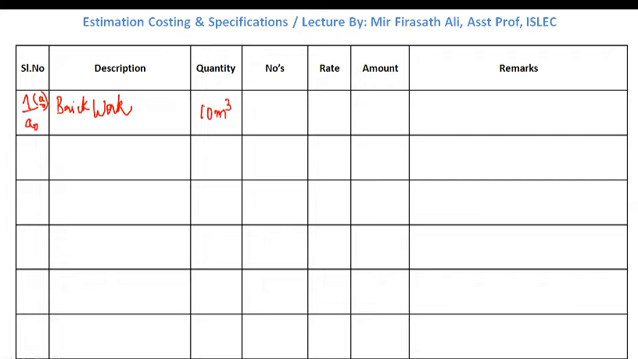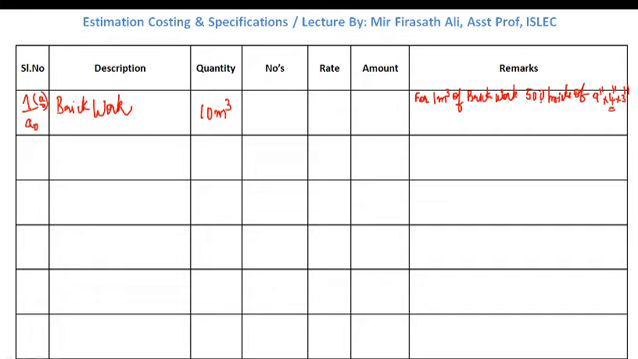How many bricks are required? In the earlier class, what have we discussed? We have seen that for 1 meter cube of brickwork, we require 500 bricks of size 9 inches into 4 inches into 3 inches. This is nothing but the standard size of our brick.